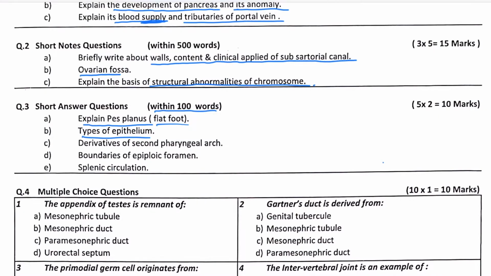becomes stratified squamous non-keratinized. Like the lining epithelium of the oral cavity, lining epithelium of the tongue, the tonsil, the hard palate, soft palate, gingiva, floor of the mouth, pharynx, esophagus, all is stratified squamous non-keratinized. Similarly, vagina, anal canal below the pectinate line, the terminal portion of the urethra in male and female, all are lined by stratified squamous non-keratinized epithelium.